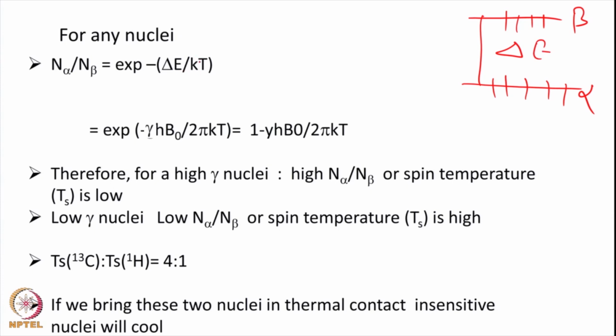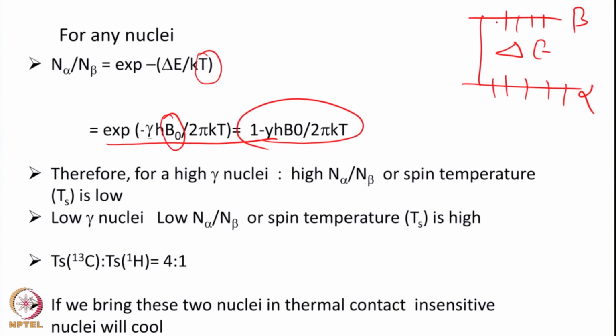T we cannot change too much; it is generally the ambient temperature. Therefore, in NMR the difference between N alpha and N beta is comparatively quite small, and if you expand this, we get a formula with a B0 dependence. That is why the separation between these two states depends upon B. At the same B, if delta E is more for proton, proton is more sensitive. If it is less, it is less sensitive.